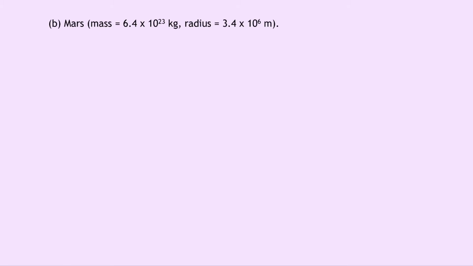Part B says to calculate the escape velocity from the surface of Mars, and I've given you some Mars data here. So the mass of Mars is 6.4 times 10 to the 23 kilograms, and the radius of Mars is 3.4 times 10 to the 6 meters, because you don't get that on the datasheet in the exam. So we're trying to find escape velocity. We know that g is 6.67 times 10 to the minus 11 meters cubed per kilogram per second squared. The mass of Mars is 6.4 times 10 to the 23 kilograms as given above, and the radius r is 3.4 times 10 to the 6 meters.